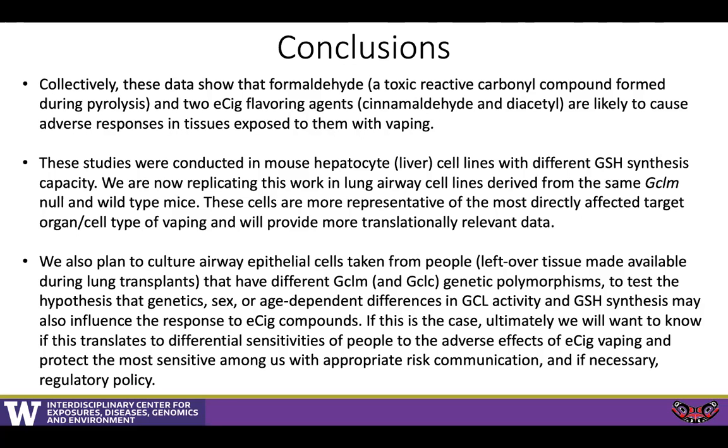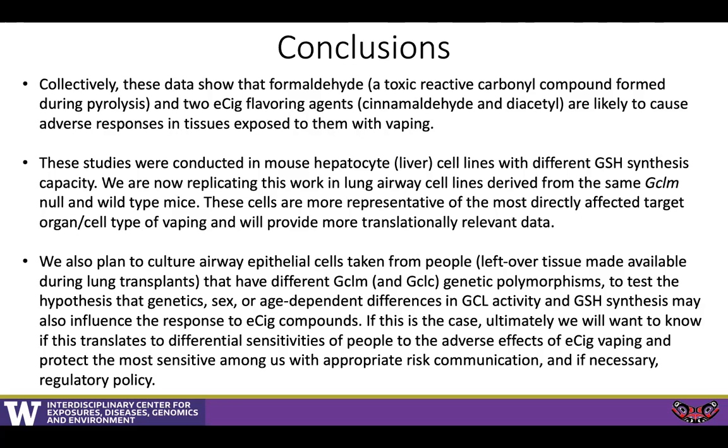We're now replicating this work in lung airway epithelial cells derived from the same GCLM null and wild-type mice. These cells are more representative of the most directly affected target organ or cell type, that is the lung, of the vaping, and will provide a more translationally relevant data set.